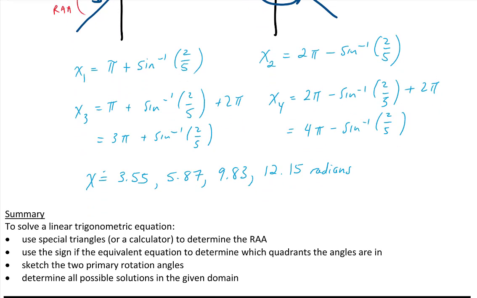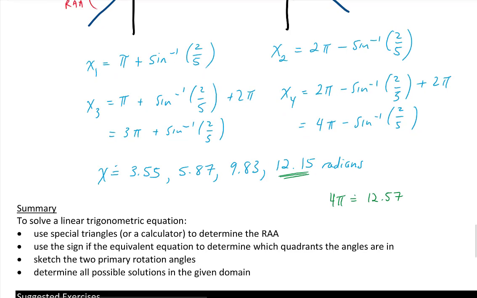Again, you can keep on adding 2 pi to find more answers, but we already know that we're going from 0 to 4 pi, and 4 pi is approximately equal to 12.57. So you can see our last answer is just below our interval max. So this is where we should stop.